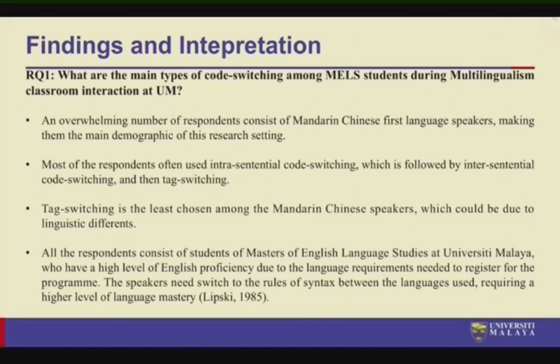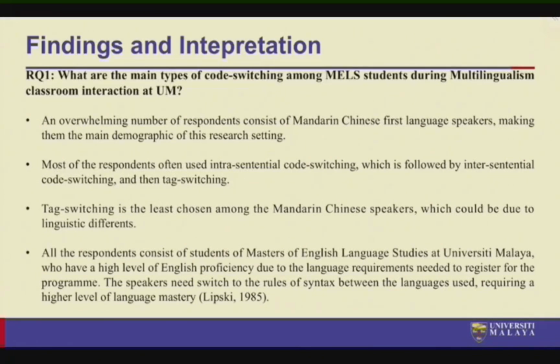Among the different types of code switching identified, intrasentential code switching is the most frequently used. This is followed by intersentential code switching, while tag switching is the least common. And lower occurrences of tag switching among Mandarin Chinese speakers may be influenced by linguistic differences that make this form of code switching less intuitive in their speech patterns.